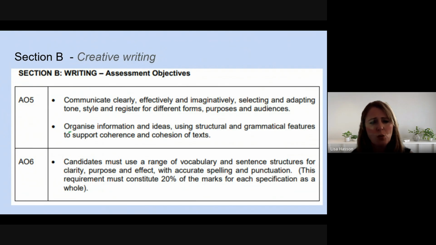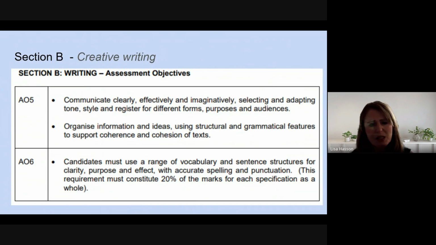In terms of organizing your information and ideas, using structural features and grammatical features, I'm going to mention in a moment how to plan and definitely achieve marks on that section. What you don't want to be doing or thinking about doing here is the structural and grammatical features of something like a letter or an article. That's not relevant to this. You are going to be writing a bit of free creative writing.